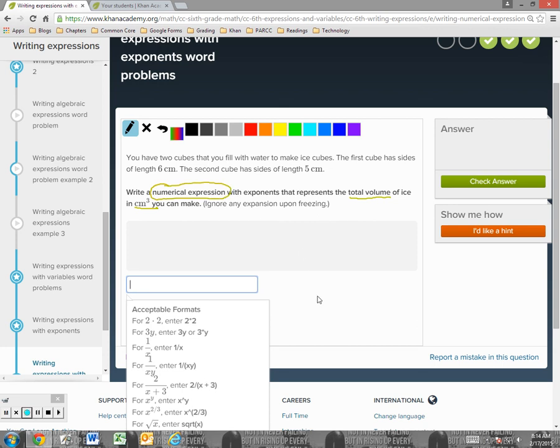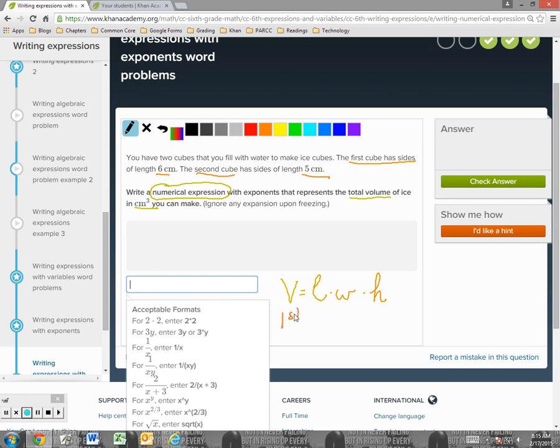Now, anybody know about volume of a cube? What's the formula for volume of a cube? Anybody know? Length times width times height. Now, Katie, what do you notice about all these ice cubes? We have two of them. The first cube has all sides being what? 6. And the second one has all being what? 5.